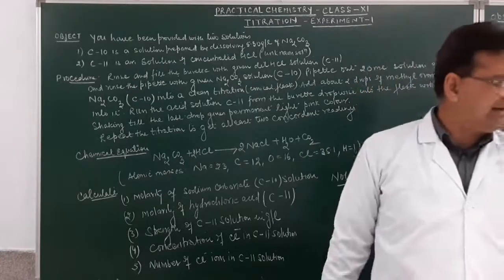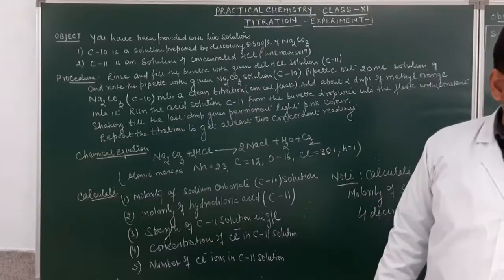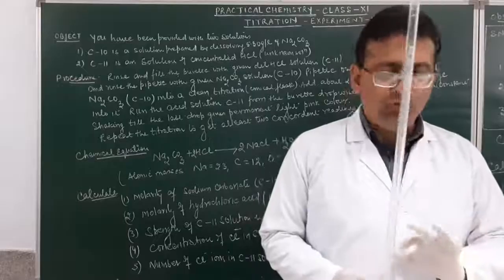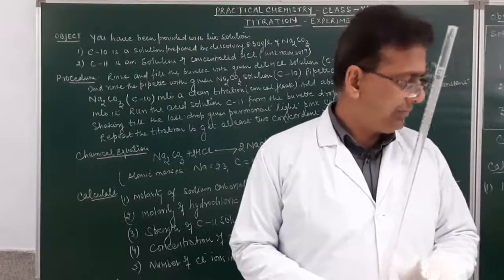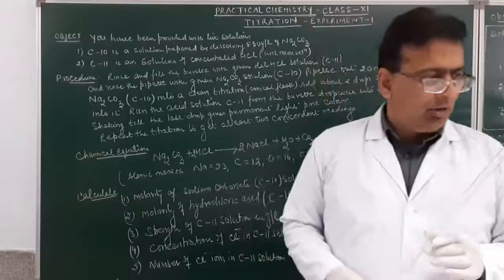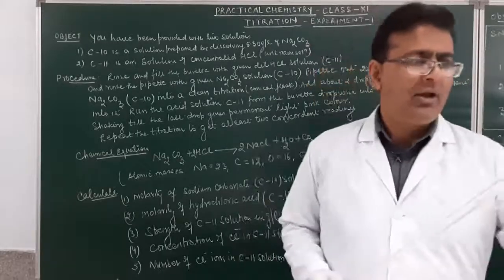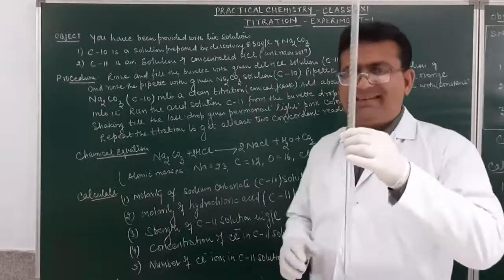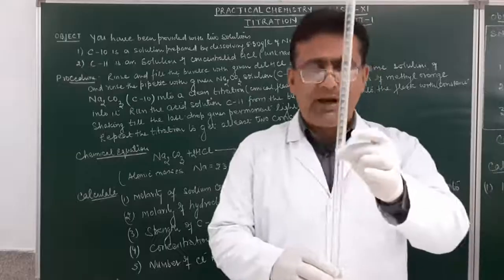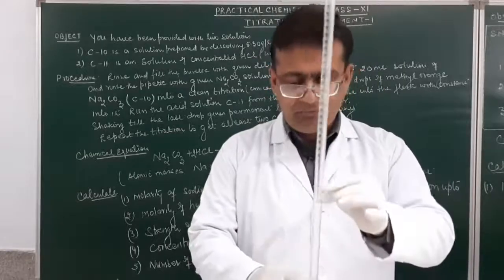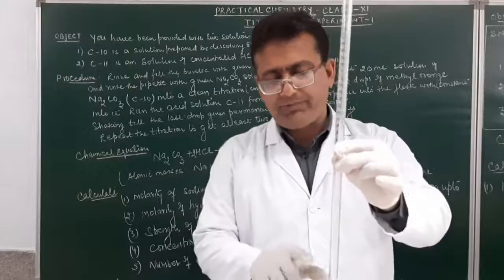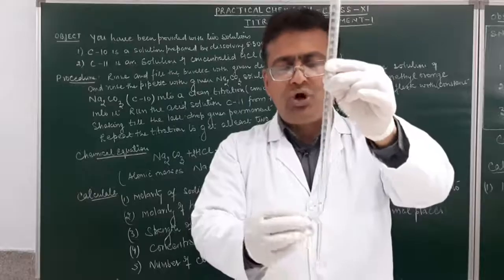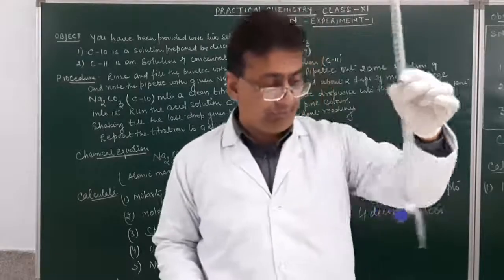First of all, before starting the practical work, you must be aware of the apparatus which are to be used. We use a burette, pipette, conical flask and the clamp stand. Student, this is a burette. You may see over here. This apparatus is called a burette. It is marked from 0 to 50. This is a knob to release the solution from the burette.